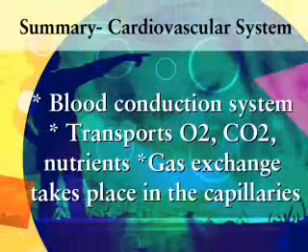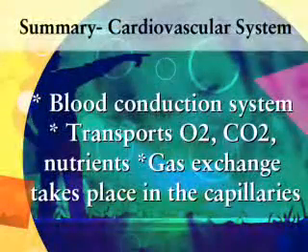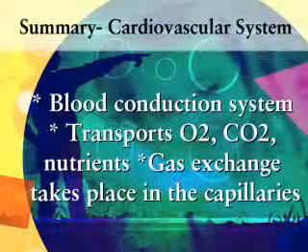Okay, we learned that the cardiovascular system is essentially a blood conduction system. It's actually going to be bringing oxygen from the respiratory system to the tissues where it's being used to produce ATP, the energy molecule. We also learned the cardiovascular system is responsible for transporting oxygen, carbon dioxide, and nutrients, as well as waste products from the tissues and to the tissues. And also realize that gas exchange takes place at the capillary level, between the capillaries and the tissues in order for oxygen to get inside each cell.